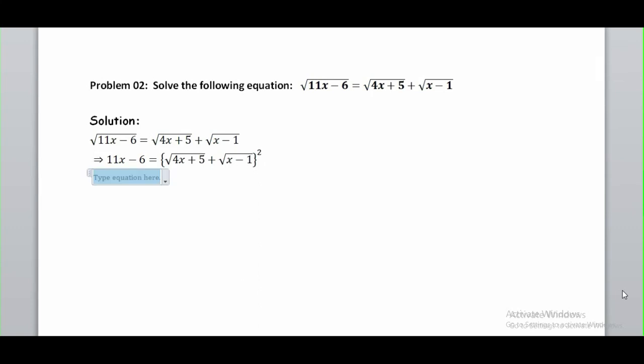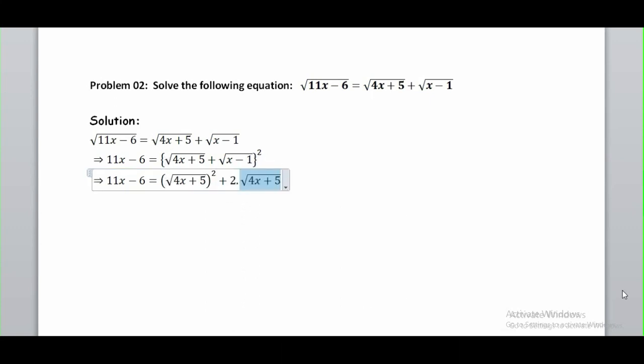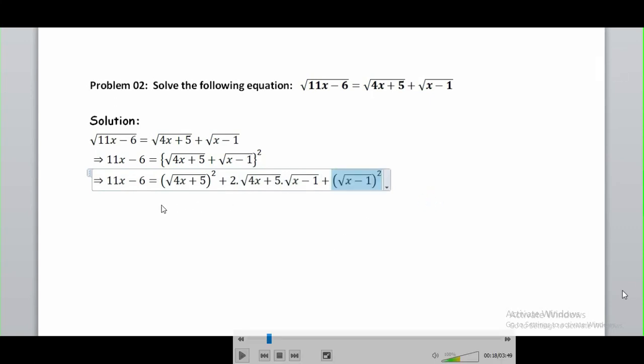We have squared both of the sides. At the left side, squaring, the root will vanish, and at the right side we will have the whole square. We will use the formula a plus b whole square, and then we will get 11x minus 6 equal to root over 4x plus 5 whole square plus 2 into root over 4x plus 5 into root over x minus 1 plus root over x minus 1 whole square, treating this term 4x plus 5 as a and x minus 1 as b.